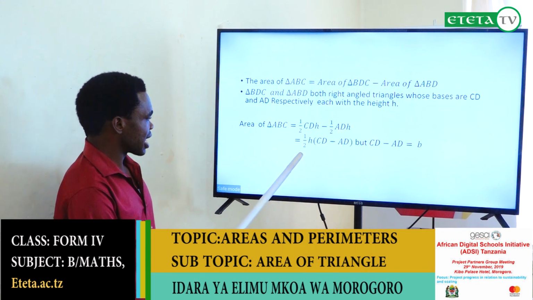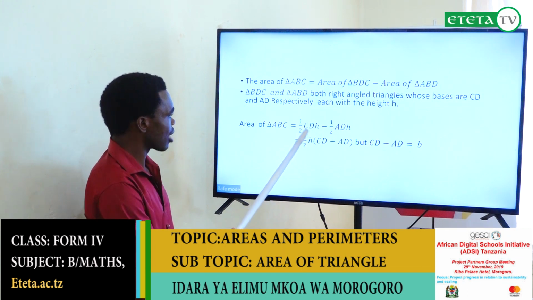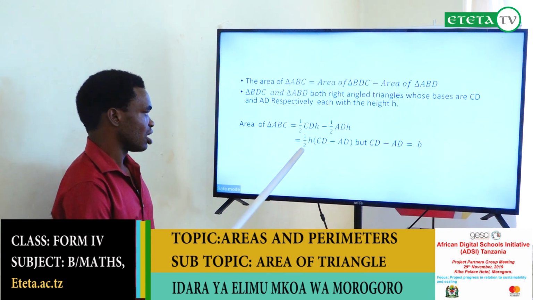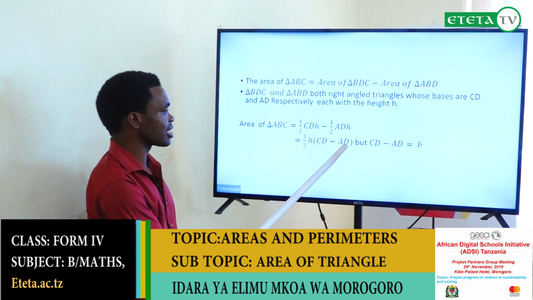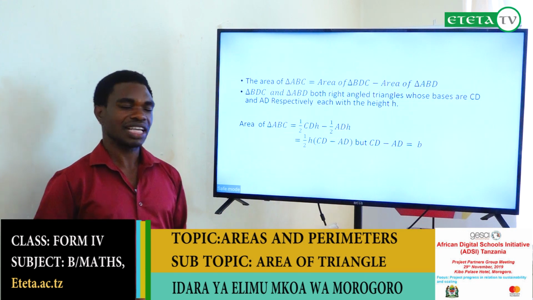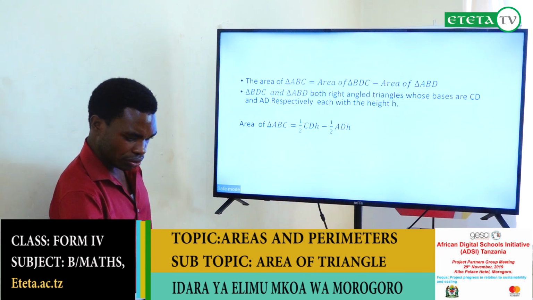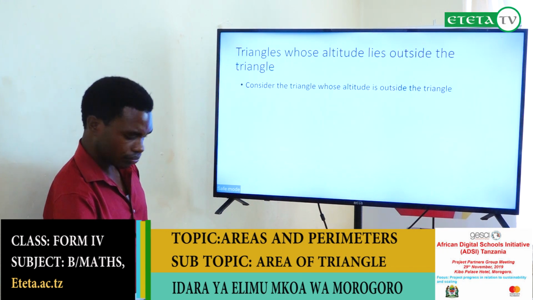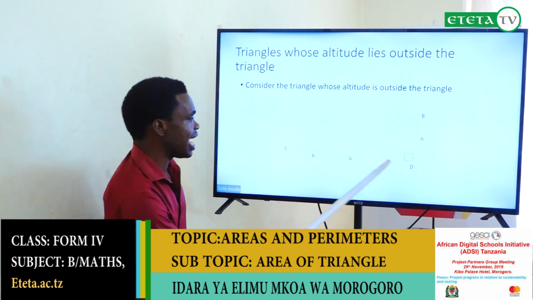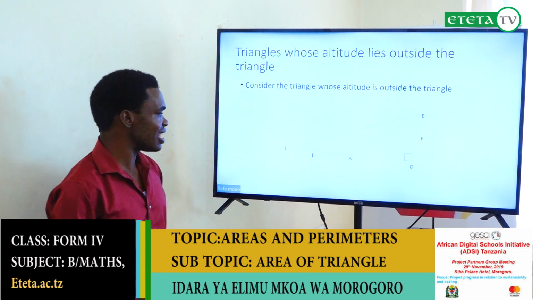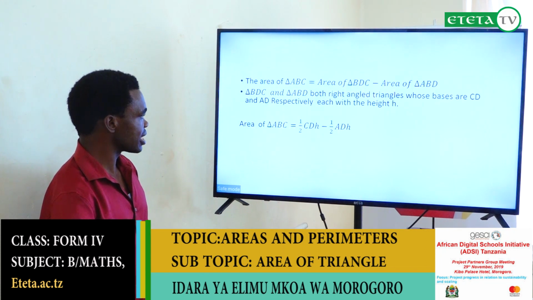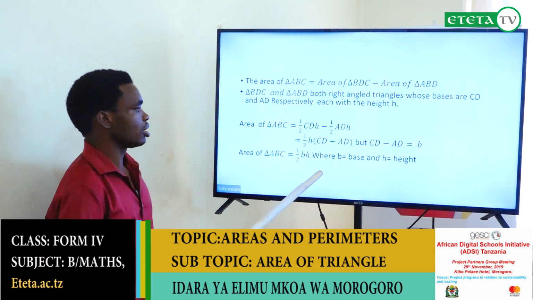As we discussed, a half h is common to the two terms, therefore we can take it outside. Now it will be the same as taking CD minus AD. If we take out a half h, it remains CD and AD. But if you remember, CD taking away AD, we remain with AC. This AC is the base. So taking CD minus AD, you get b.